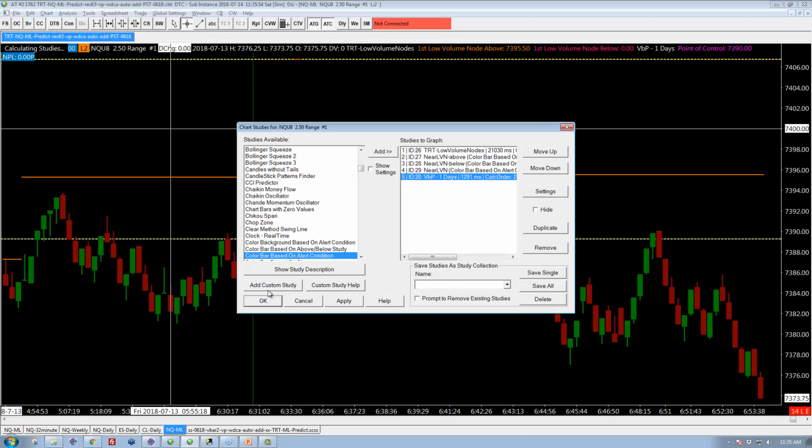Hang on. The recalculation is slow, not because of the Sierra Chart volume by profile study, but because of the custom one here, the TRT low volume nodes. We have to build the volume profile ourselves in order to track it throughout the trading day. So let's give it a second here.